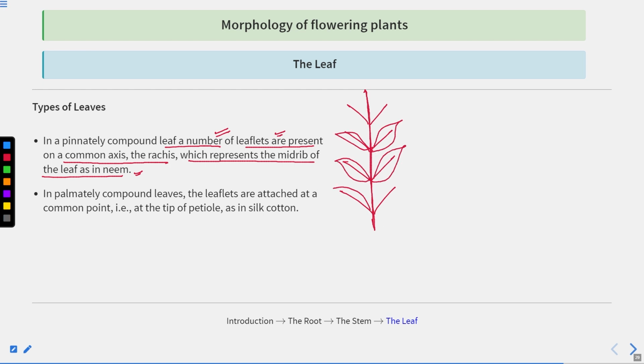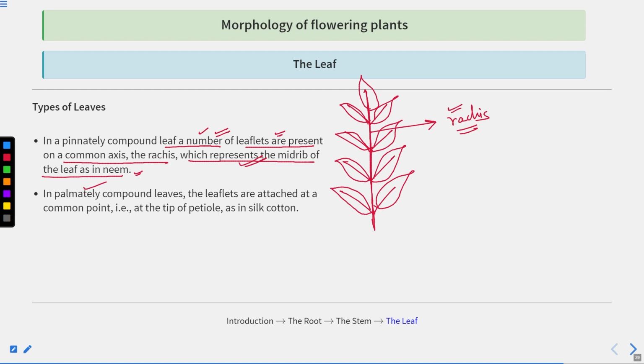This is the compound leaf, the pinnately compound leaf. So what is written here: in the pinnately compound leaf, a number of leaflets are present on a common axis. This is the common axis, and it is called the rachis, which represents the midrib of the leaf. Now this is the whole one, and you can say it is the midrib, but it has gaps of lamina. So instead of calling it the midrib, it is called the rachis.